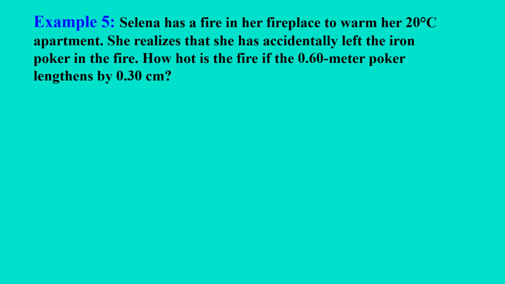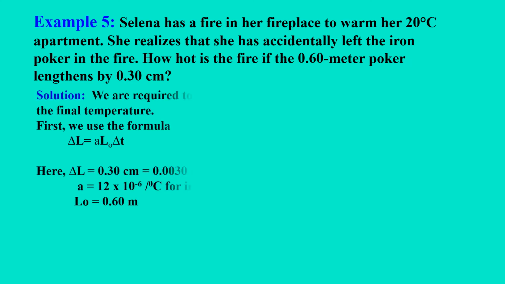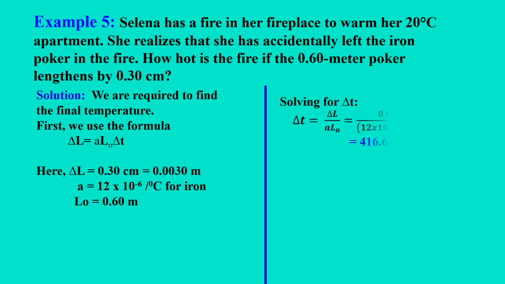Example number 5. Selena has a fire in her fireplace to warm her 20 degrees Celsius apartment. She realizes that she has accidentally left the iron poker in the fire. How hot is the fire if the 0.60 meter poker lengthens by 0.30 centimeter? We are required to find the final temperature. First, we use the formula delta L equals A L0 delta T. Here, delta L is 0.30 centimeters or 0.0030 meter. A, the coefficient of linear expansion of iron, is 12 times 10 to the minus 6 per degree Celsius. The original length is 0.60.